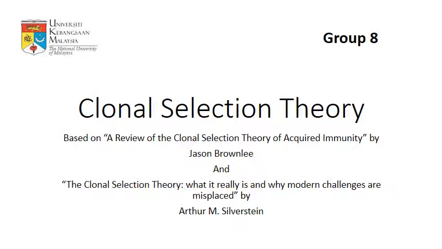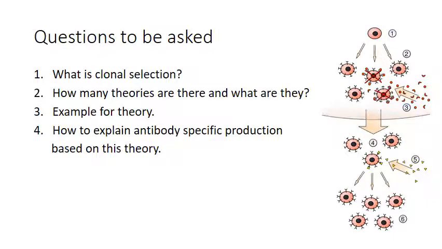This is Group 8's presentation on clonal selection theory, based on "A Review of the Clonal Selection Theory of Acquired Immunity" by Jason Brownlee and "The Clonal Selection Theory: What It Really Is and Why Modern Challenges Are Misplaced" by M. Silverstein. There are 4 questions to be asked in this presentation. Number 1, what is clonal selection? Number 2, how many theories are there and what are they? Number 3, an example for the theory, and number 4, how to explain specific antibody production based on this theory.